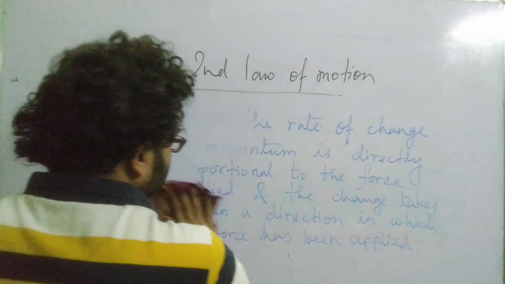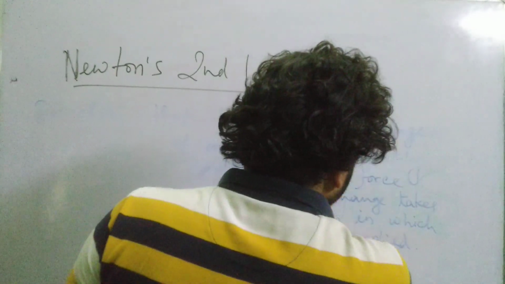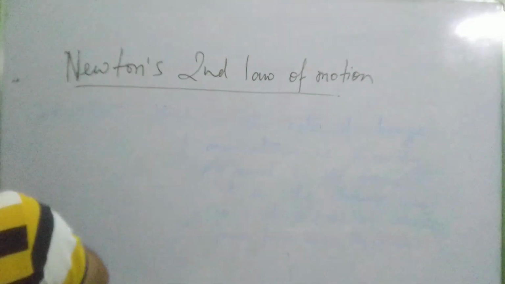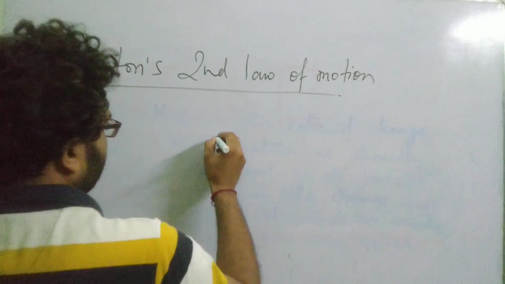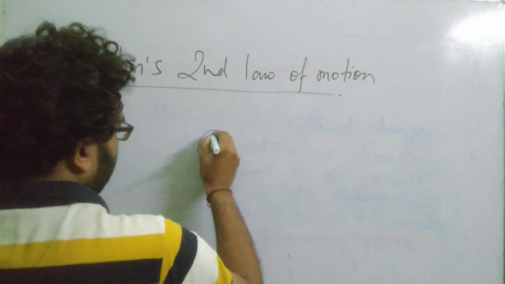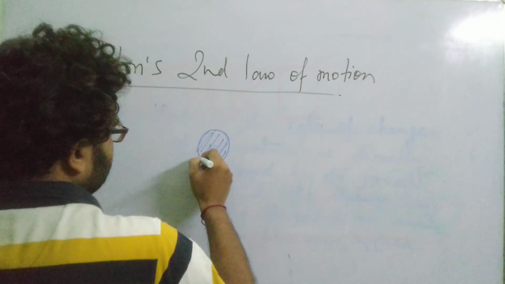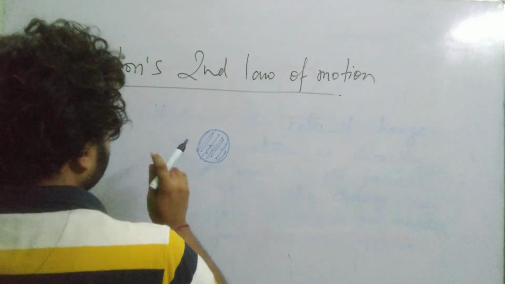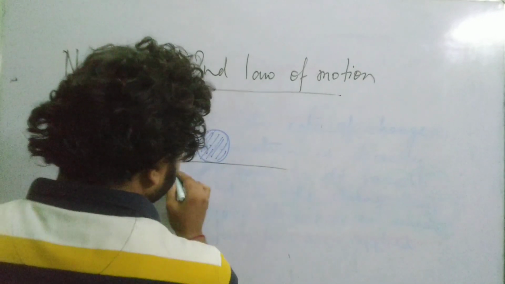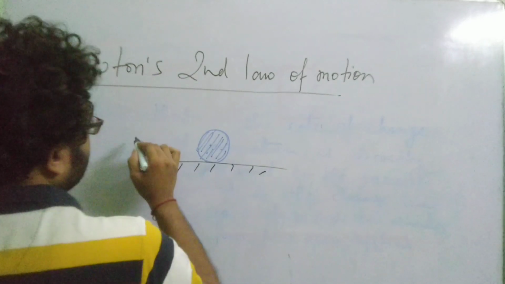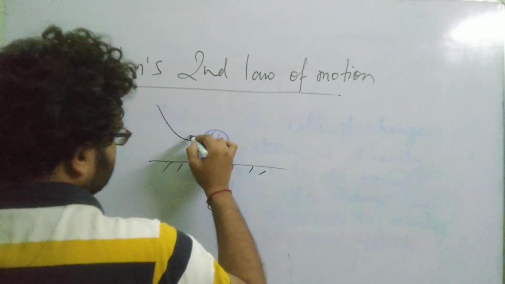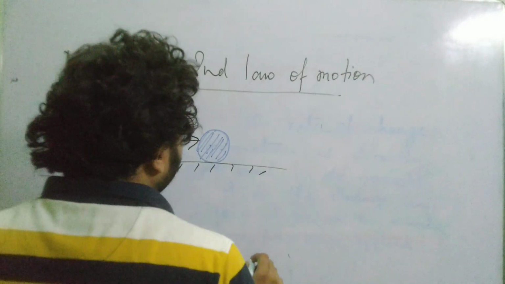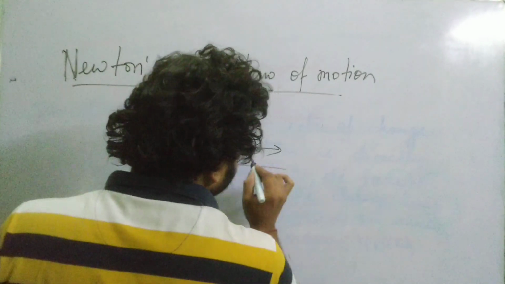What does this statement mean? I'll try to give you an understanding of this sentence through a drawing. Say there is a football on the ground, and the football is kicked very hard. It's present on a level ground, kicked very hard. Now we are applying the kick in this direction, say. Now what happens? The ball will start moving in this direction definitely.